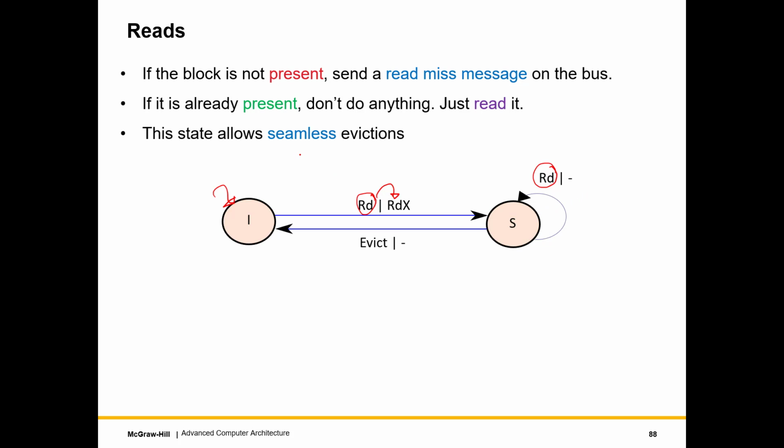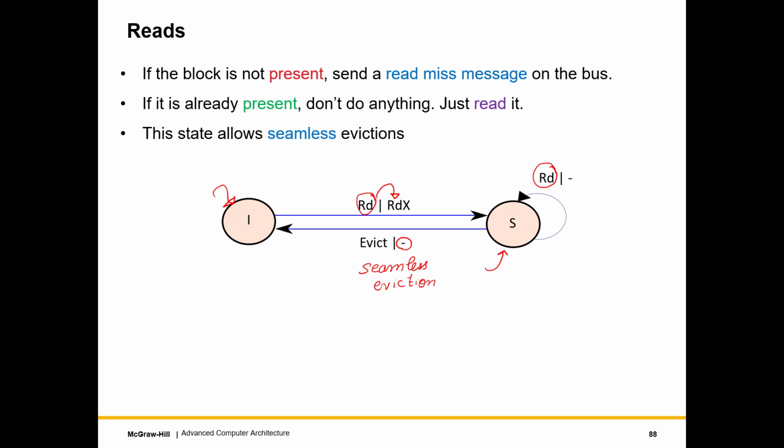And from the shared state, what we also have is seamless eviction. This is an important thing. Seamless basically means if we want to evict the block, we just throw it out and we don't do anything. So this is known as a seamless eviction, which is a good idea because every time we evict, there should be no need of actually doing something. It will make the process of eviction more complex.